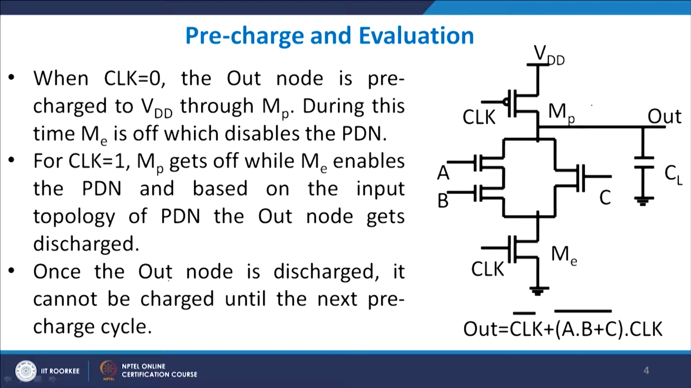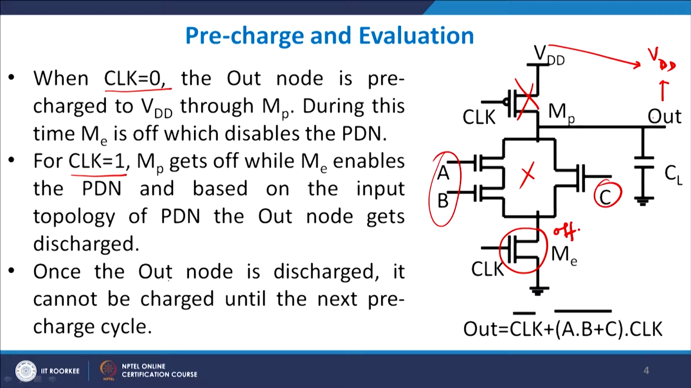And so, for evaluation, for example, when clock equals 0, out will be precharged to VDD, right. The out value will go to VDD, and the pull down network will be switched off, therefore disabled. So, this will not work, and therefore out will go to VDD. Now, when clock goes to 1, MP switches off, and based on the values of A, B and C, out will either go to 0 or remain stable.